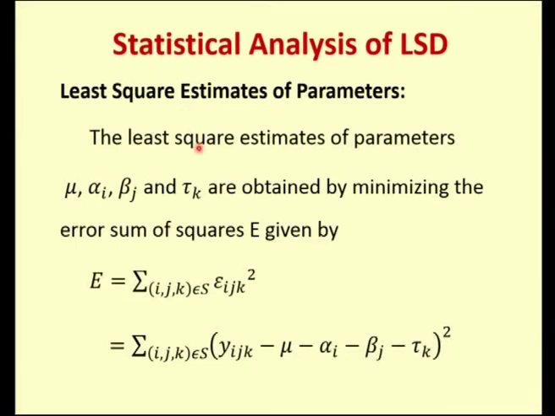First, we will find the least square estimates of the parameters mu, alpha i, beta j and tau k, as usual, by minimizing the error sum of squares. So, here the error sum of squares is the summation over the triplets ijk belonging to S of epsilon ijk the whole squared. As I pointed out earlier, this epsilon ijk squared is obtained from the model that we have assumed. So, it is the summation over ijk belonging to S of Yijk minus mu minus alpha i minus beta j minus tau k the whole square.